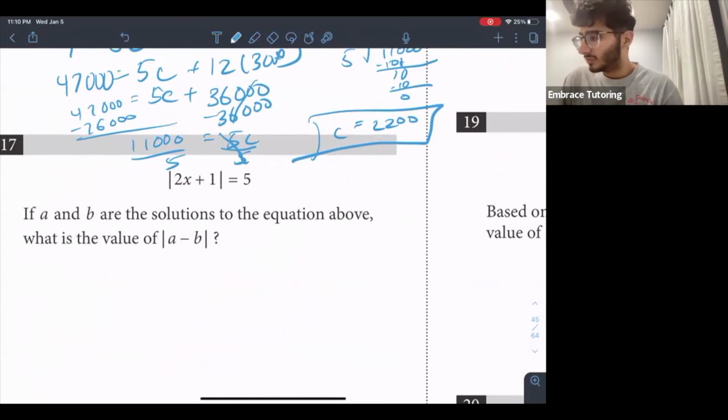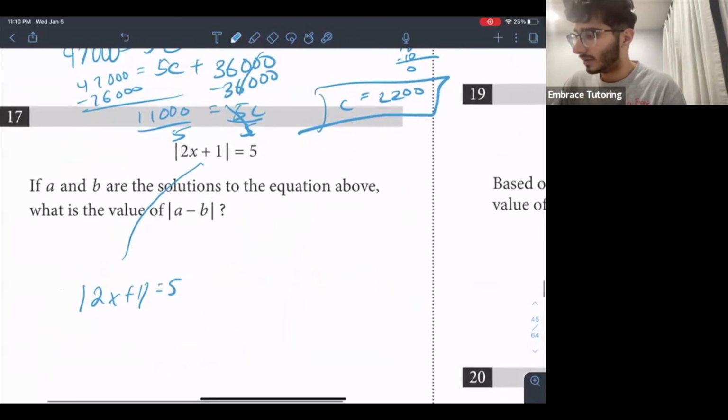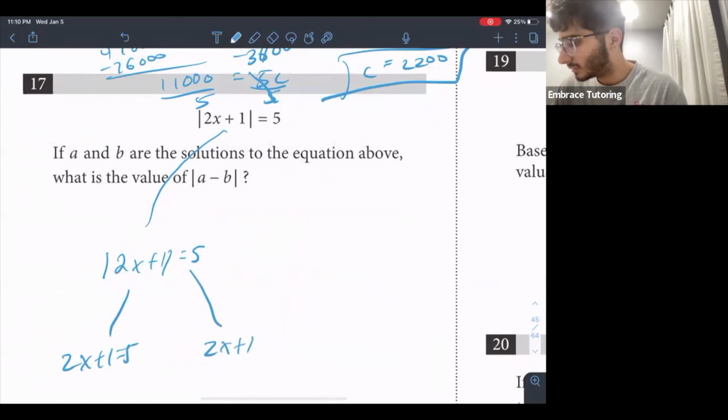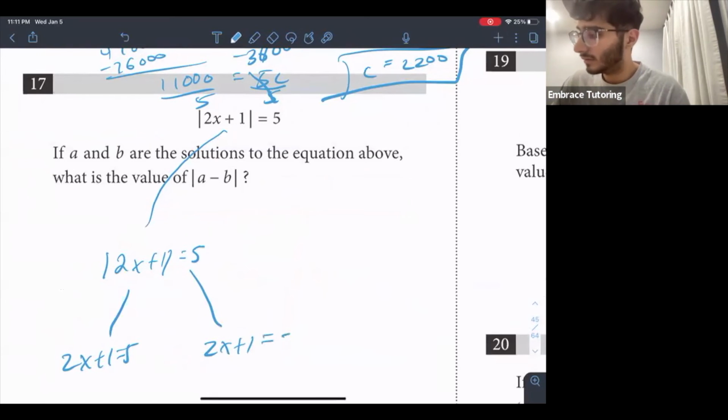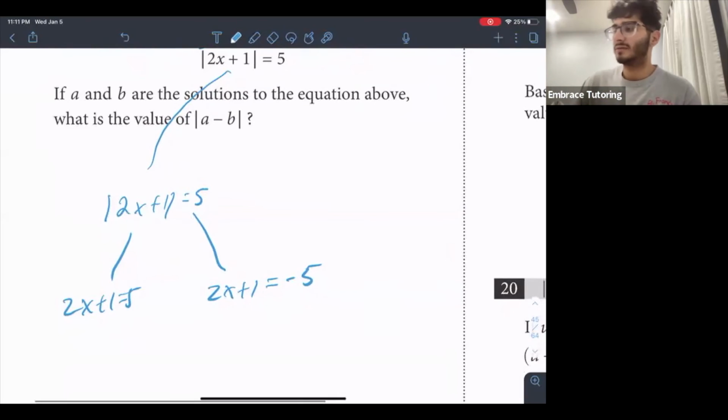If a and b are solutions to the equation above, what is the value of the absolute value of a minus b? So to solve an absolute value type of problem, we have to first realize that we have to have two variations where 2x plus 1 is equal to 5, and it's also equal to 2x plus 1 is equal to negative 5. Because then there are two variations to absolute value, two solutions to absolute value problems.